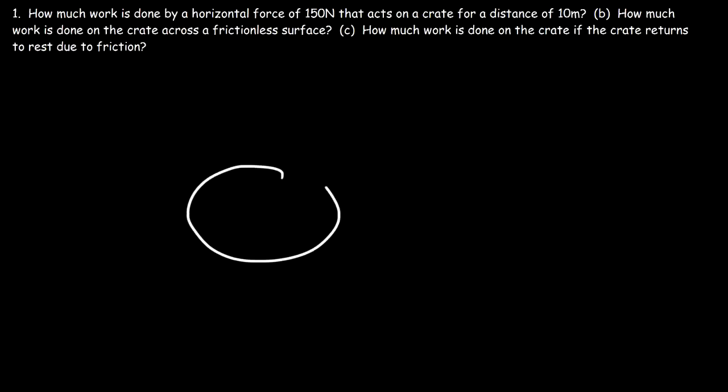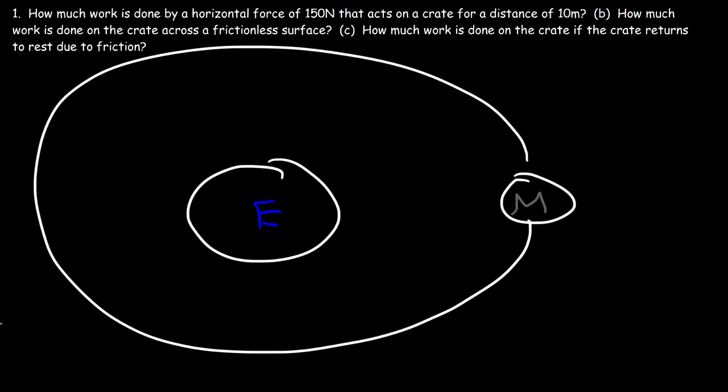So let's say this is the Earth, and that's the moon. And so the moon is in orbit around the Earth. Now the Earth exerts a gravitational force on the moon that accelerates it towards the Earth.